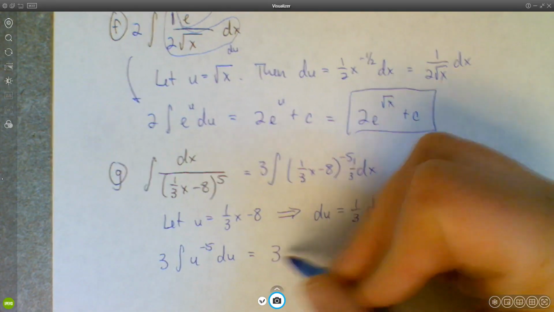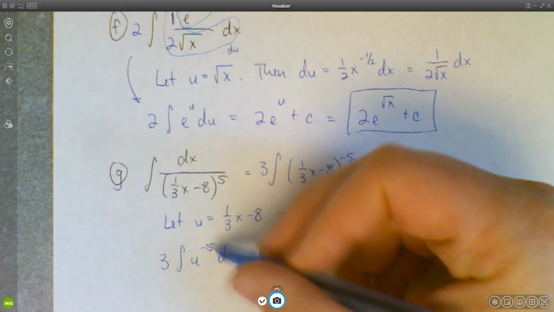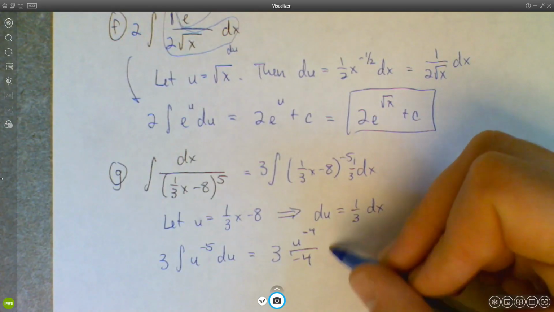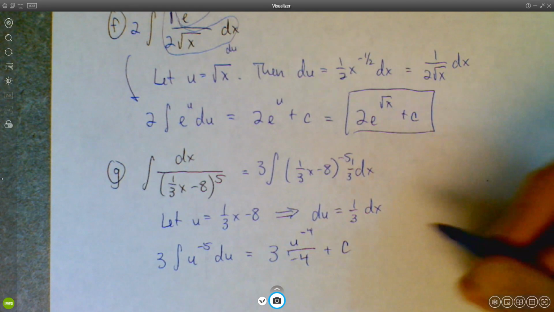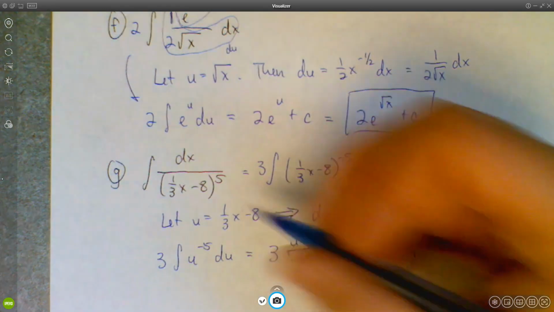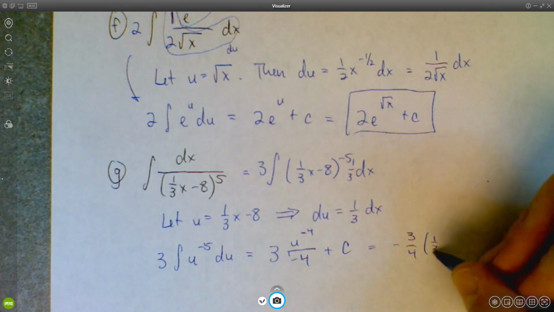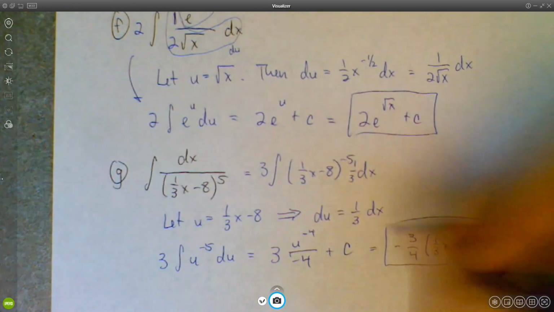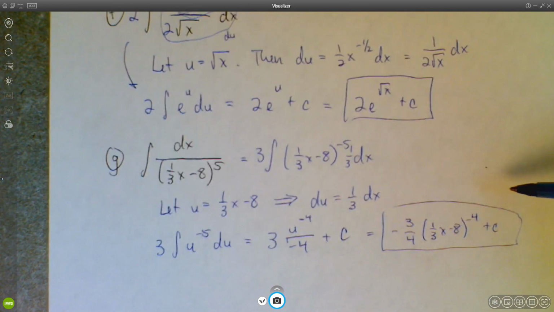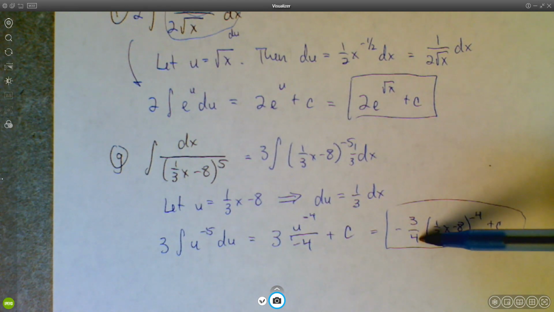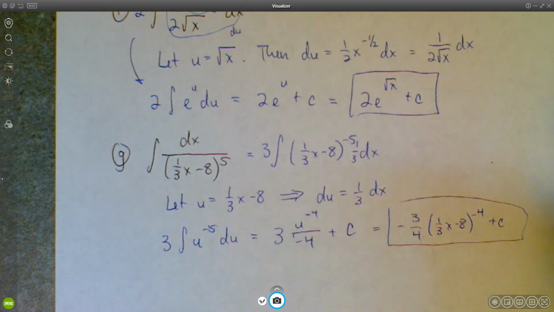So that's 3 u to the, you add 1 to the exponent, get -4, and then divide by the new exponent, plus C. So that's -3/4 times u to the -4. U was 1/3 x minus 8, so it's -3/4 times (1/3 x minus 8) to the -4 plus C. And I'm happy with my answer like that. If you want to call it 1 over (1/3 x minus 8) to the +4 and put that together with this denominator or whatever, you could do all that, but I think you get the idea.